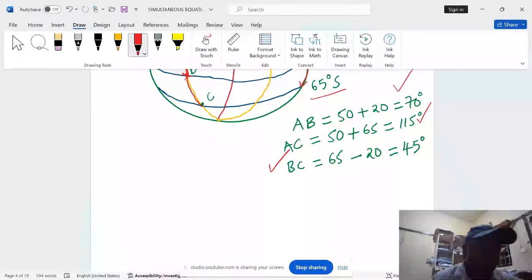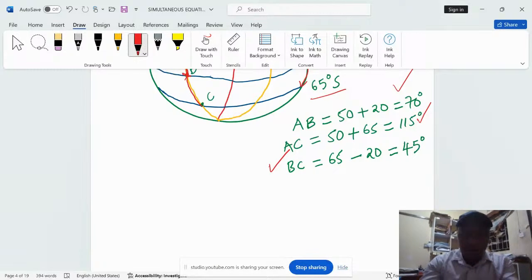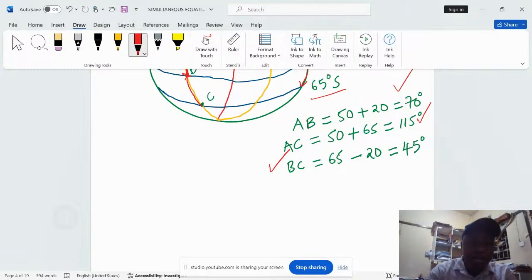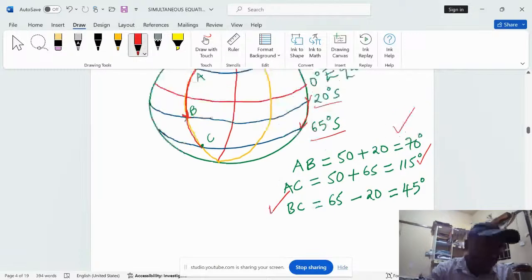So it's good for you to know that for latitude differences, when places are on the same hemisphere, we subtract. But when places are on opposite hemispheres, we add.